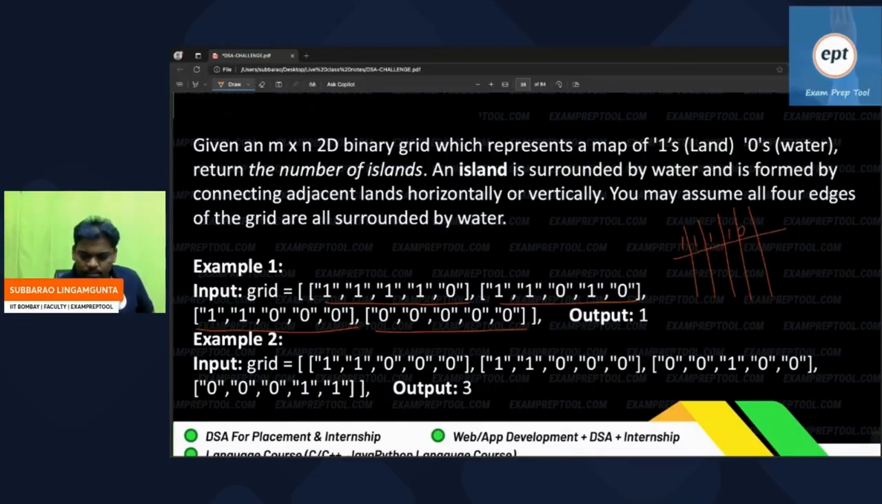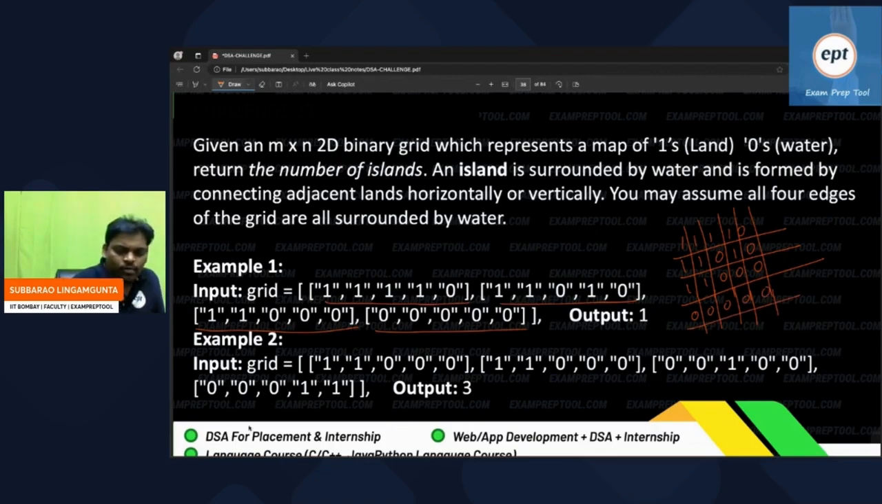Next, 11010. Next, 11100. Next, 5 zeros. So this is the matrix given.